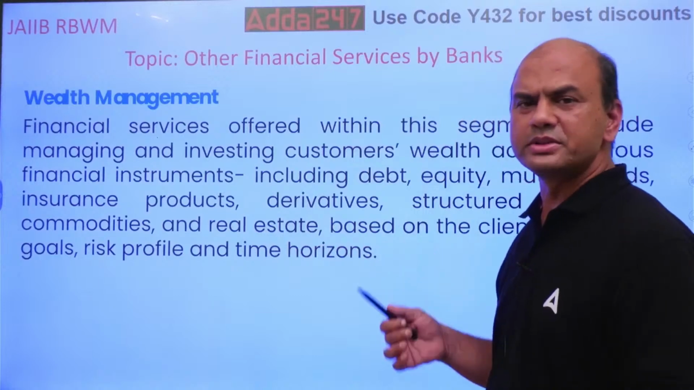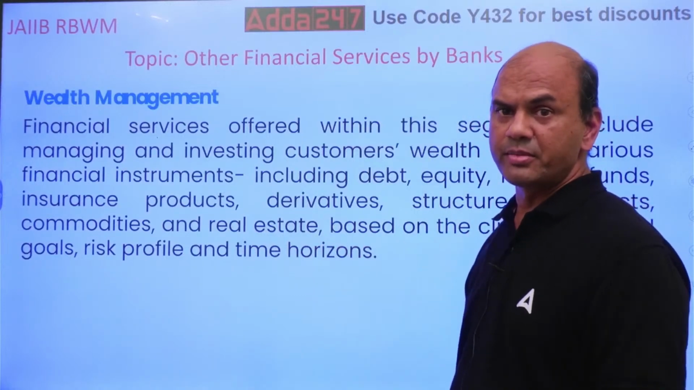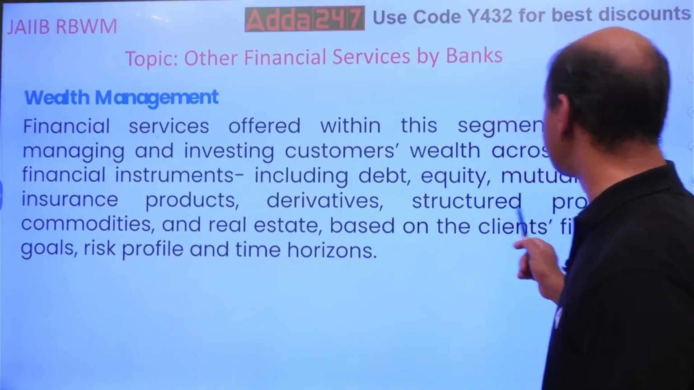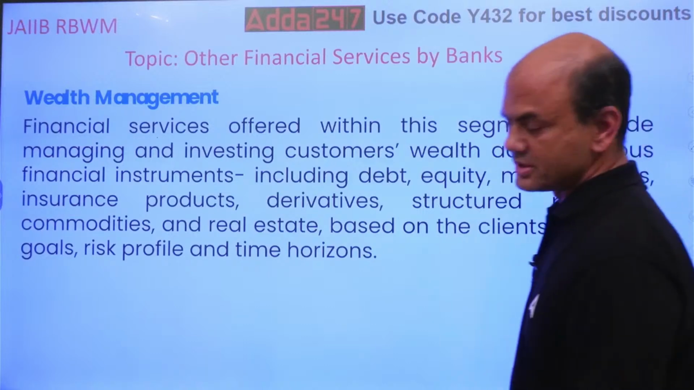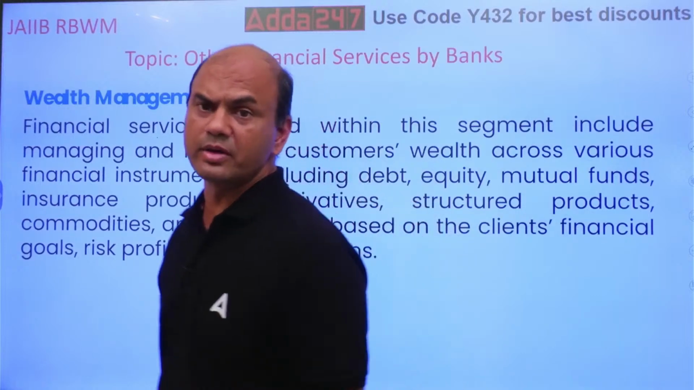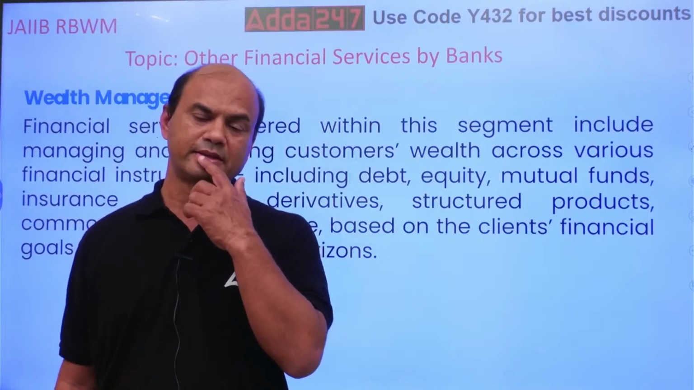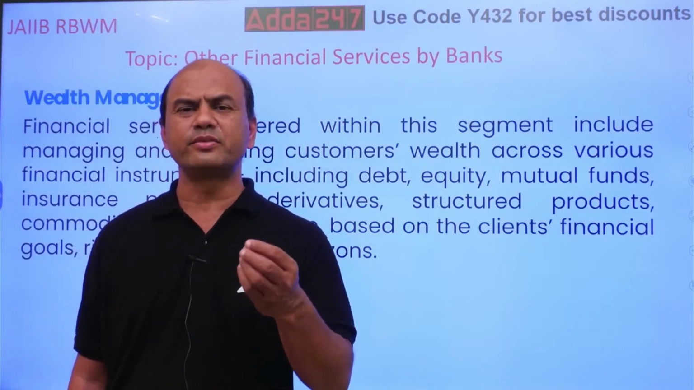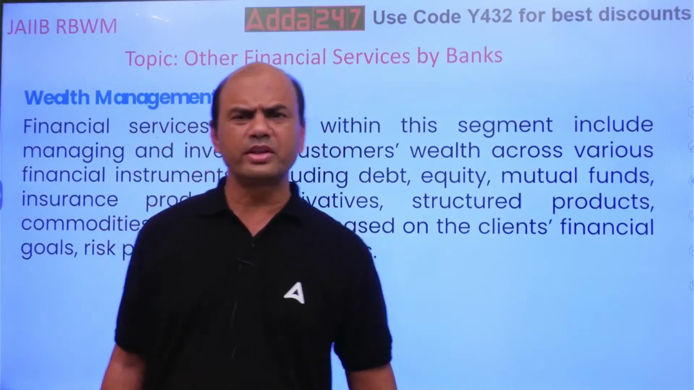There are almost 8 to 10 types of derivatives which are commonly used, but I have discussed only 2-3 over here. Then structured products. What are structured products? Structured product means that product which is a combination of 2 or 3 products. What do you mean by combination? I will give you a simple example, sweeping account. Or let's say more simple, FDOD. What is FDOD? FDOD is a structured product.